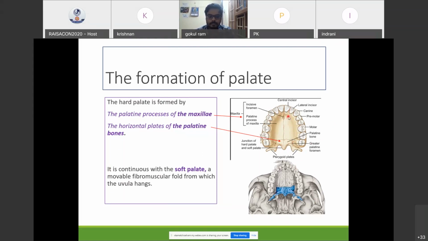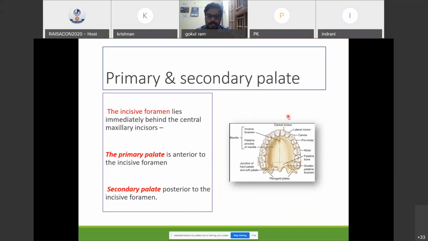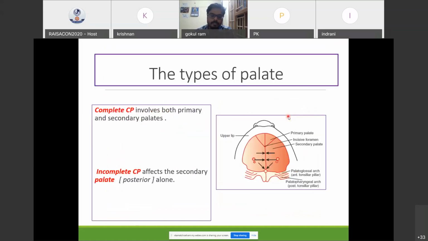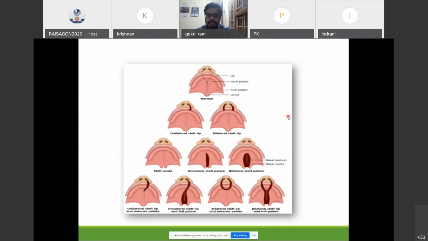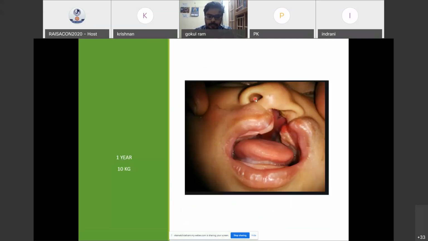So could you now tell me what will be the different types of cleft palate? Cleft palate can be type 1, which can be confined to the soft palate, and the second type can be involving both the soft palate and the hard palate, and the third type can be unilateral complete cleft lip and palate, and the fourth type can be bilateral complete cleft lip and palate, sir. So what was our case? Our case is a unilateral complete cleft lip and palate, sir.